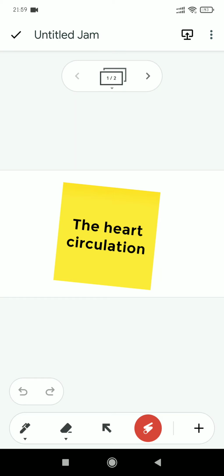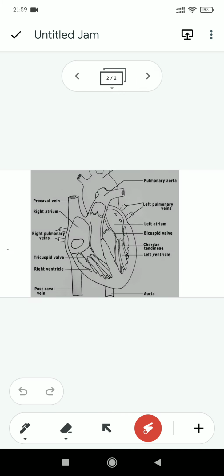Okay, so today I'm going to explain the heart circulation. So this is our heart, and let's start. This is the superior and this is the inferior vena cava. The deoxygenated blood, or less oxygenated blood, comes from the superior and inferior vena cava into this right atrium.